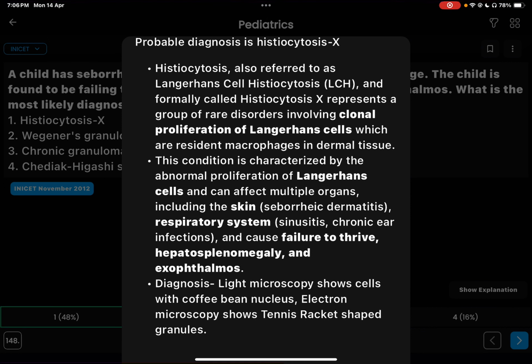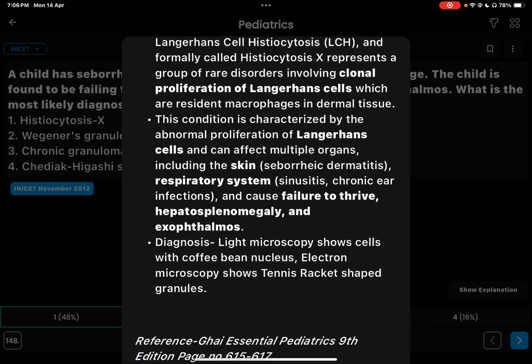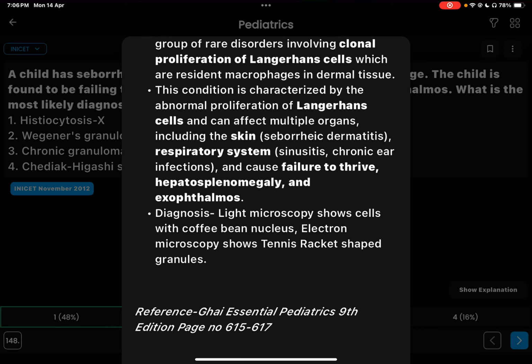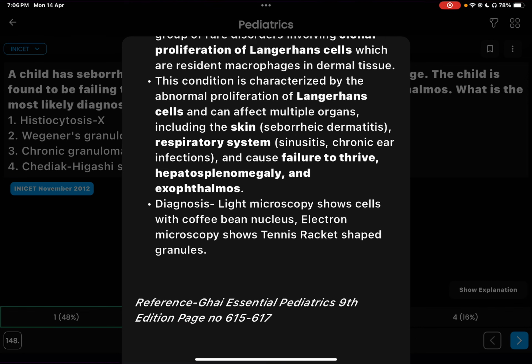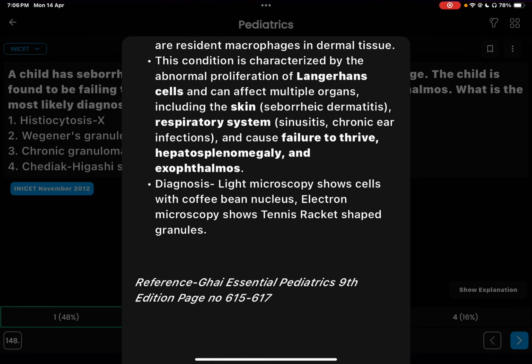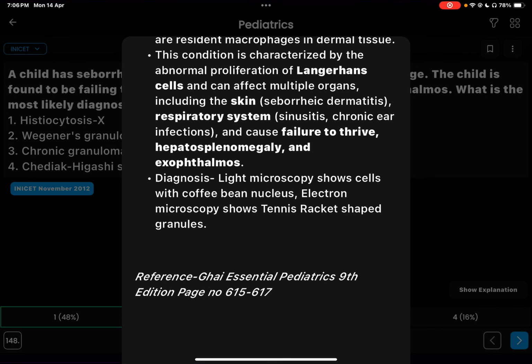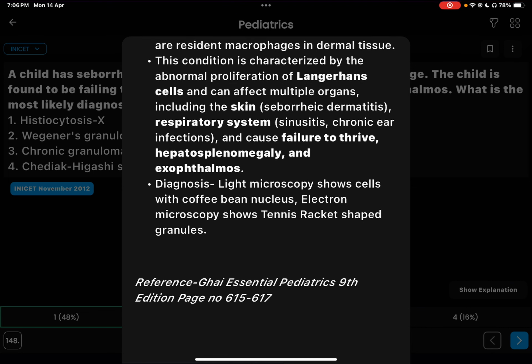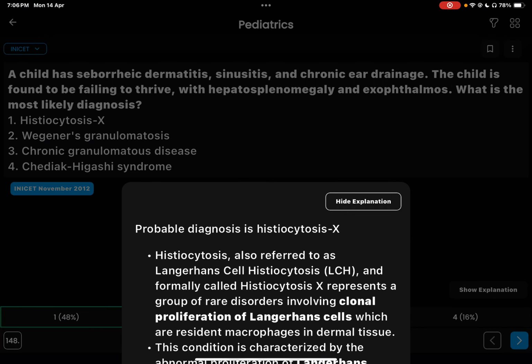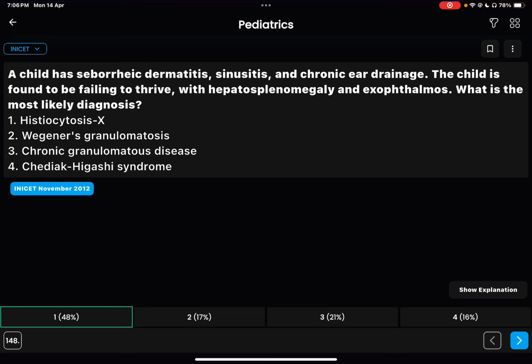The condition is characterized by abnormal proliferation of Langerhans cells and can affect multiple organs, including the skin, seborrheic dermatitis, respiratory system, like sinusitis, chronic ear infection, and cause failure to thrive, hepatosplenomegaly and exophthalmos. Light microscopy shows cells with coffee bean nucleus. Electron microscopy shows tennis racket shaped granules. So, light microscopy, coffee bean; electron microscopy, tennis racket. What is your diagnosis? Histiocytosis X.